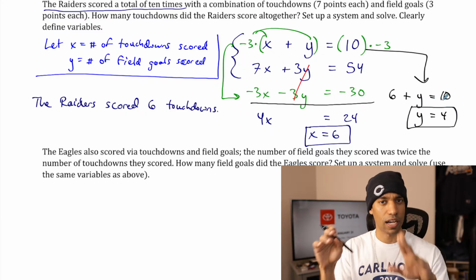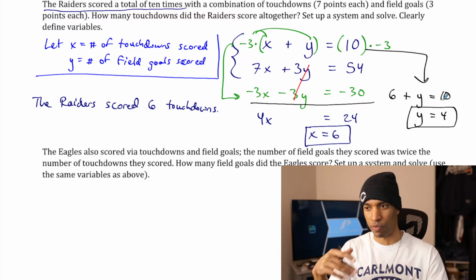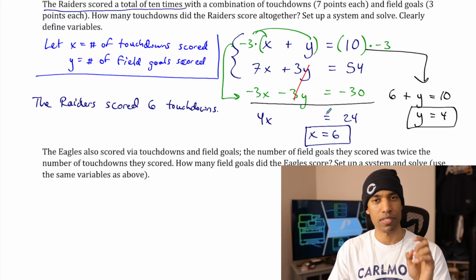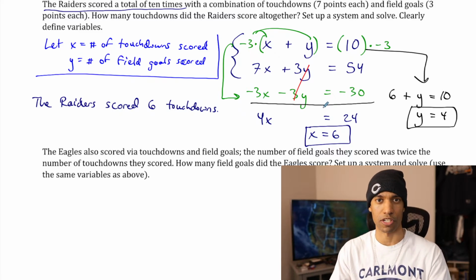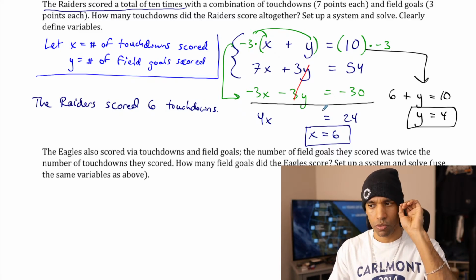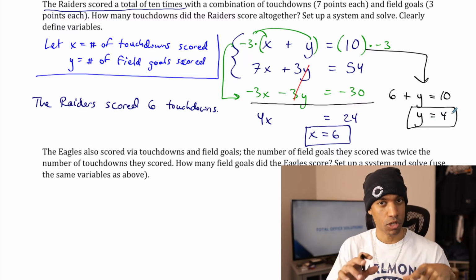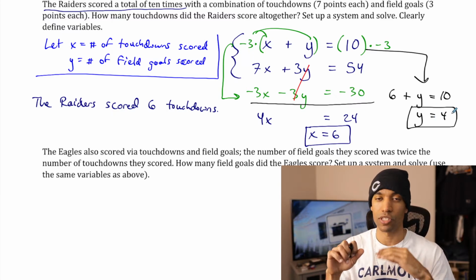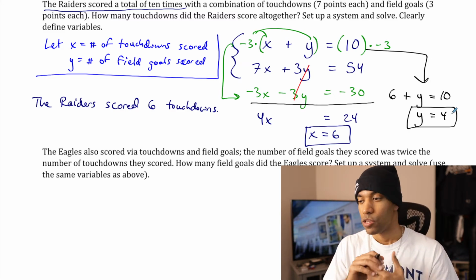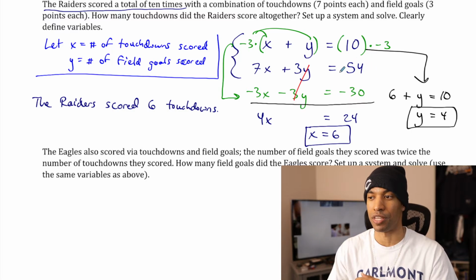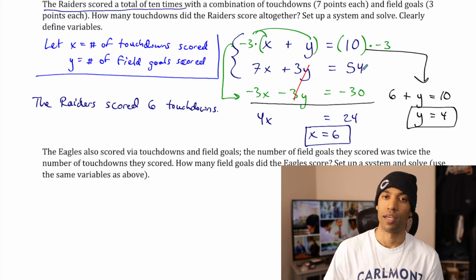So let's see if this does work to confirm it, and then we'll move on to the next part. 6 touchdowns scored means 6 times 7 is 42 points scored from touchdowns and extra points. 4 field goals, 4 times 3 is 12, means 12 points scored from field goals. So how many points were scored total? 42 plus 12 is 54. And that is how those things work.